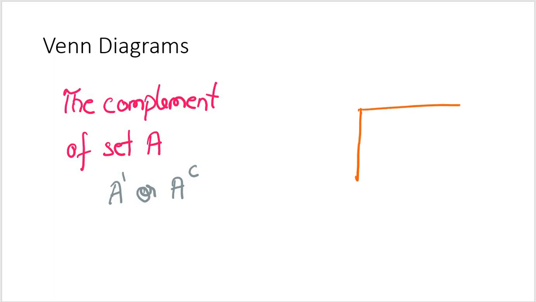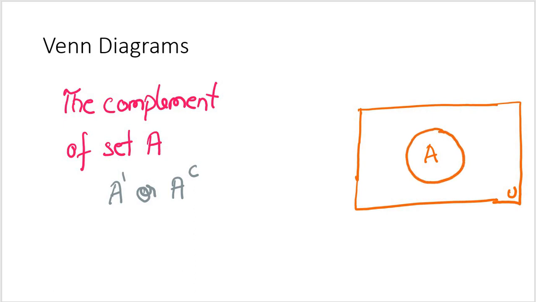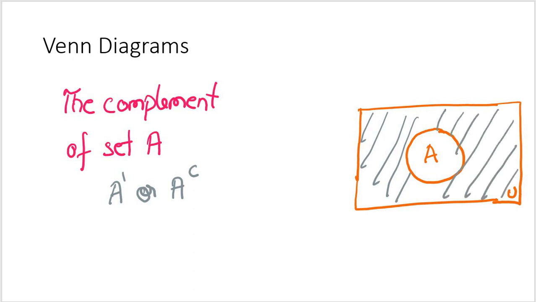So let me draw it for you. Here, if I have a universal set U, within this I have, let's say, a set A. Now I have this A complement, that means whatever is there in A, exclude that part, and the remaining from the universe of discourse will be a part of this particular thing. So this is your complement of set A.